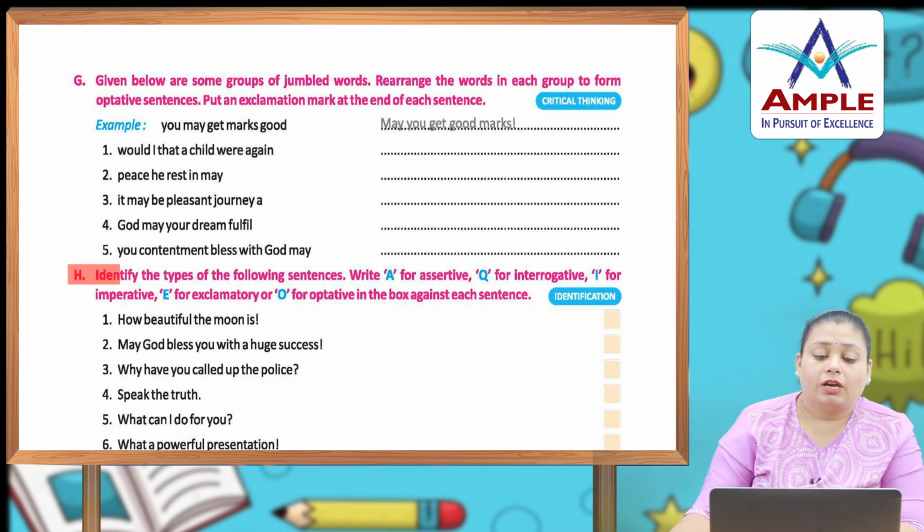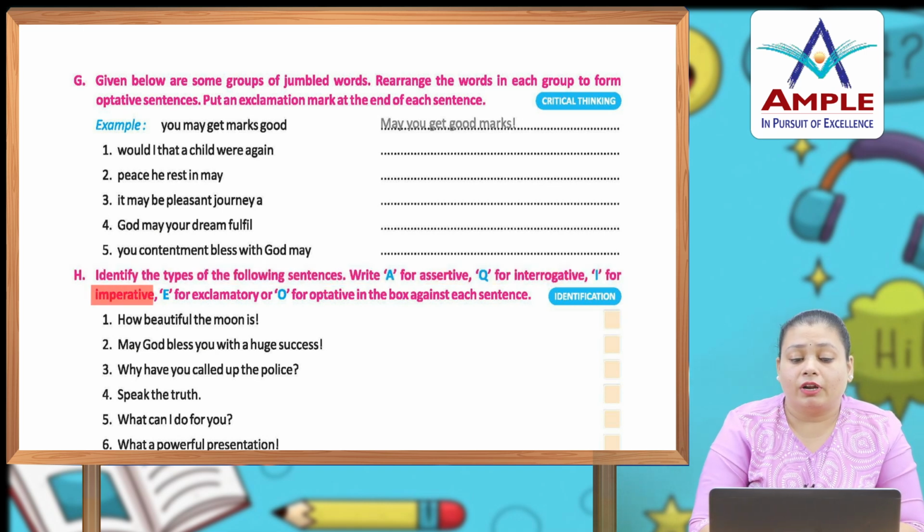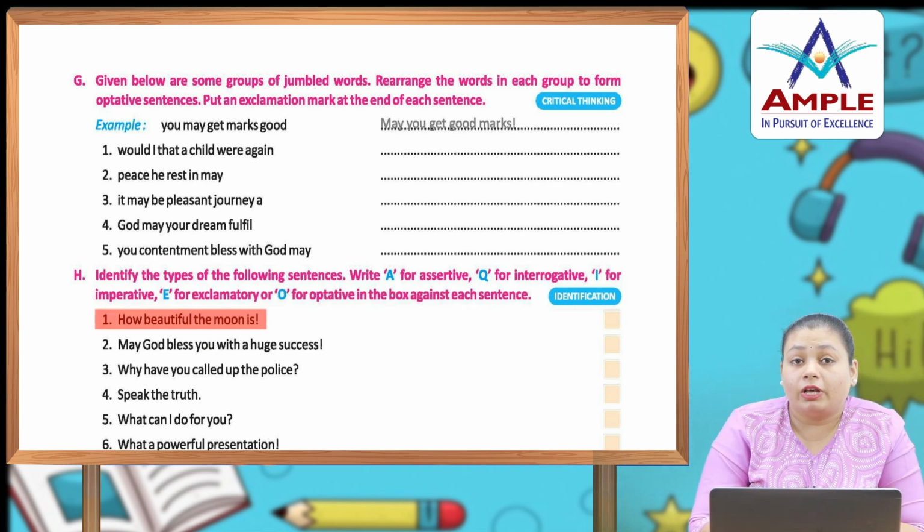Now H. Identify the types of the following sentences. Write A for assertive, Q for interrogative, I for imperative, E for exclamatory, or O for optative in the box against each sentence. Okay, I will do 2 for you and the rest of the part you will do yourself. Number 1, how beautiful the moon is. It's an exclamatory sentence. So you have to write down E in the box.